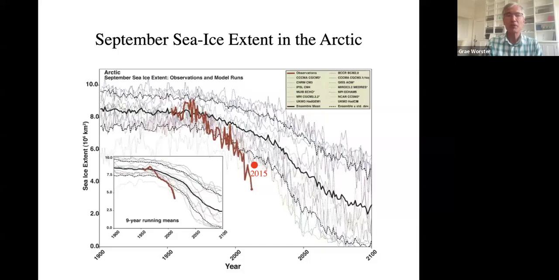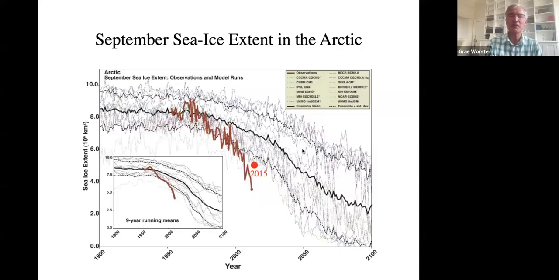That record was broken, so that's 2007 down here. It was broken in 2012. And since then, it's been hovering around here. So 2012 is still holding the record. But the main thing I want you to take away from this slide is that the world, shown in brown, the Earth, has been outperforming, as it were, all the computer models, all the climate models.